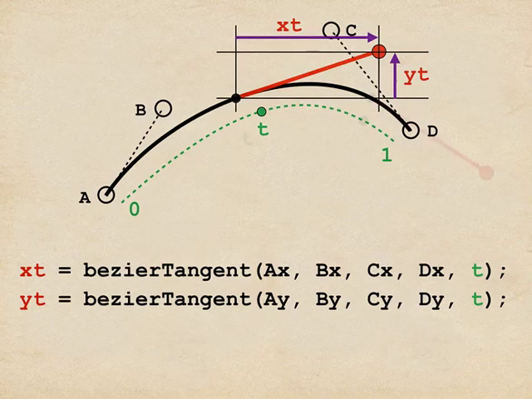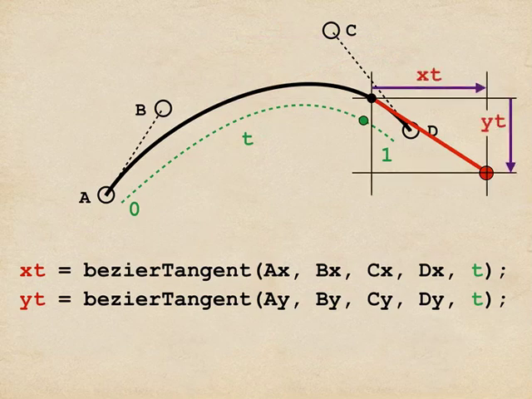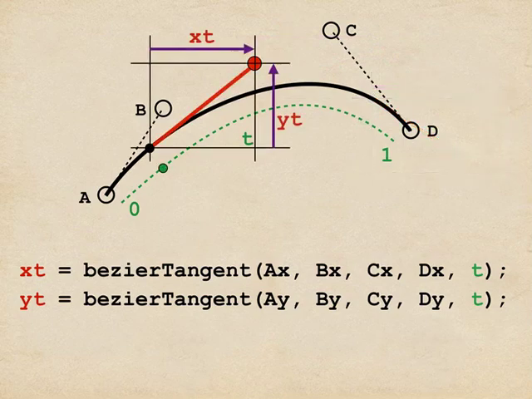So this gives us the tangent at any point along the curve. If we pick a large value of t, we'll get the tangent for a point near the end of the curve. If we pick a small value of t, we'll get the tangent for a point near the beginning of the curve. So now that we have the tangents, we need to rotate them 90 degrees to make the normals.